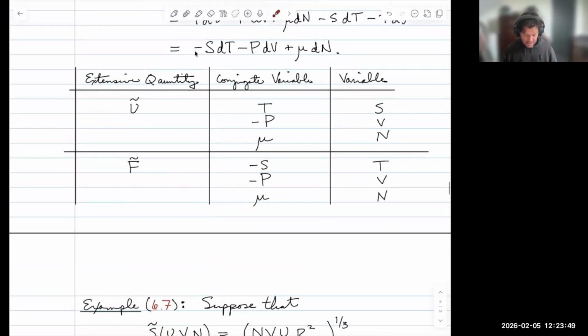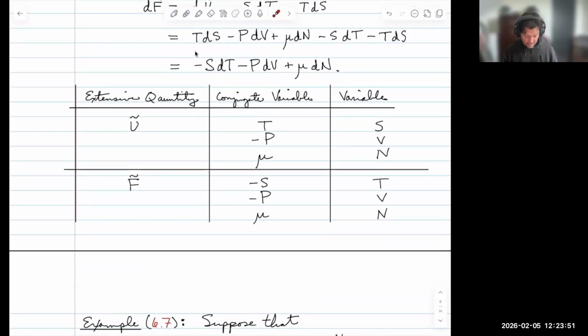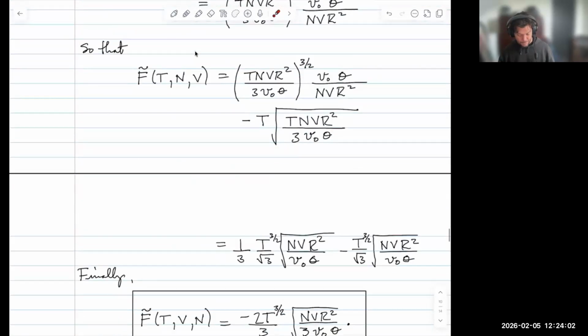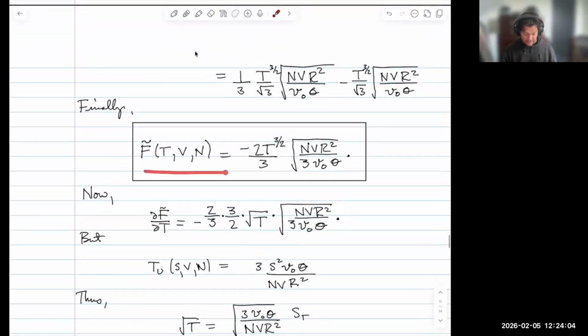So what we have to show is that the partial derivative of f with respect to t must be minus s. Let's see that that is the case. So there's our expression for f.